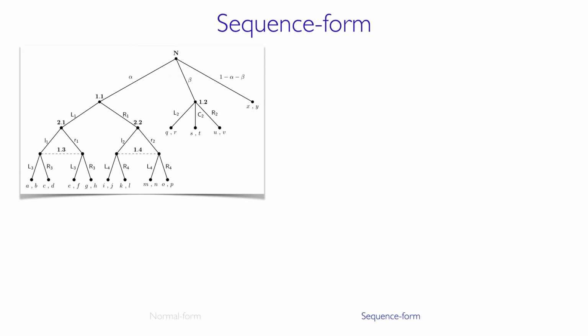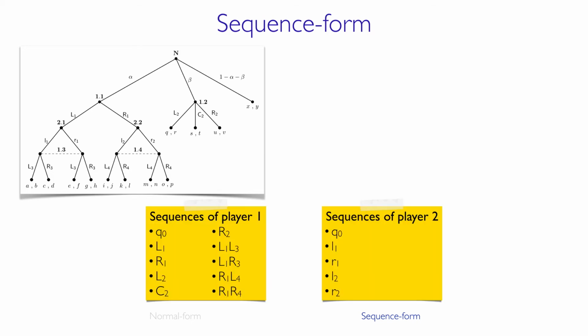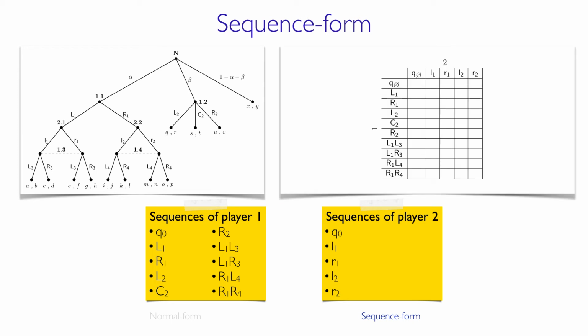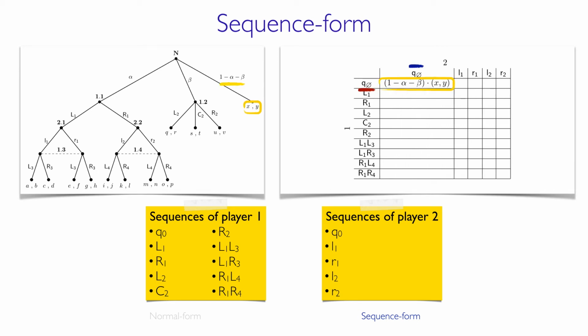Let us switch to the sequence form. You can easily verify that these are player sequences. Let us build the sequence form payoff matrices. Say, for instance, both players play the empty sequence, that is, they never play. Then, the only outcome that can be reached is the one with payoffs XY, which is reached with probability 1 minus alpha minus beta as a possible realization of the chance move made by nature. We fill the matrix with player expected payoffs when they both play the empty sequence as in the picture.